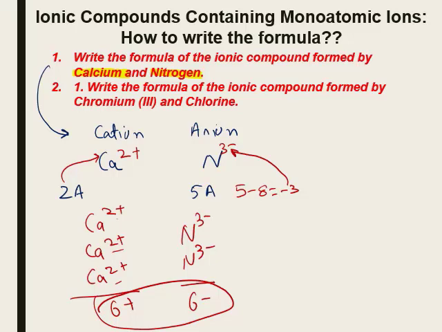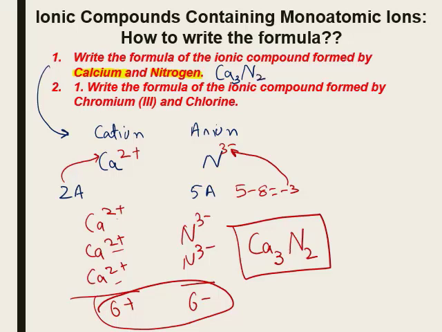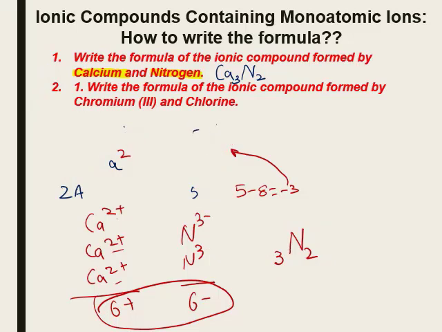Hence the formula will be, so there are 3 calcium ions, so we will write Ca, and as a subscript 3. This 3 represents that we have 3 calcium ions. And nitrogens, there are 2 of them, so we will have N2. So this will be our answer as the formula. The answer to problem number 1 is Ca3N2. Let's erase this and solve problem number 2.